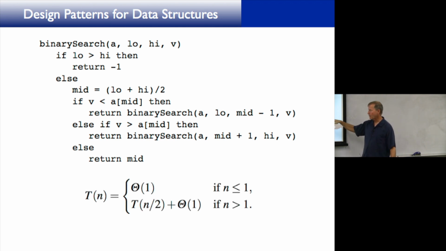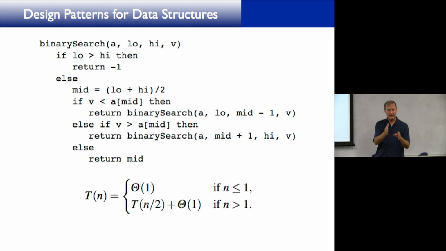So it's big theta of 1 if n is less than or equal to 1. So if high is greater than low, is everybody with me on this? N is the number of elements, it's like high minus low. So it's big theta of 1 if n is less than or equal to 1. But then what do we do? Because in that case, the statements that execute are if low is greater than high, then return negative 1. So that's this one, right?